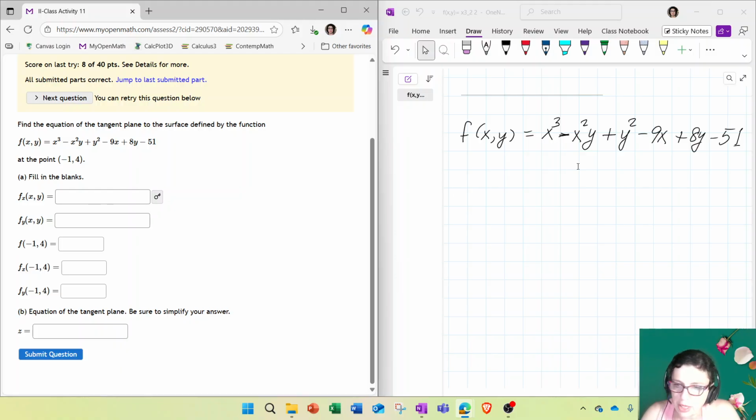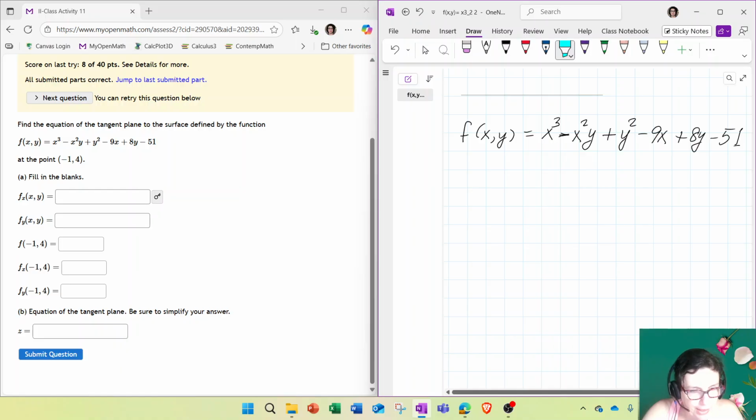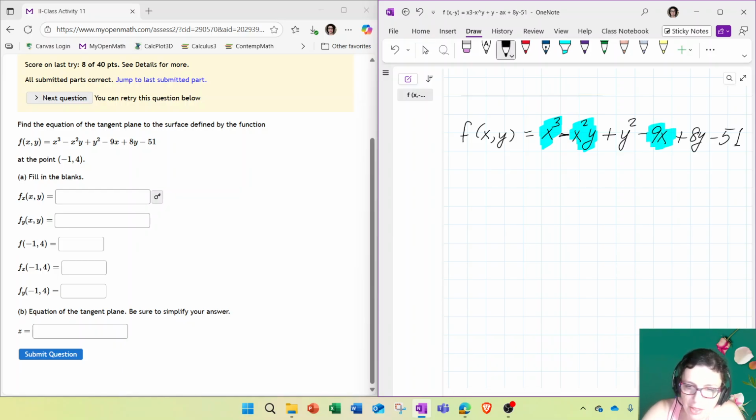Okay, so first I just wrote out f of x, y, and we want the partial derivative with respect to x first. So let's look at the terms that have x. This term has x, this term has x, and also this term has x. When you take the derivative with respect to x, you're thinking of y as a number. So all the terms that do not have x will just drop out. Now, the derivative of x cubed is 3x squared. The derivative of -9x is -9, so that's just a regular derivative, right?